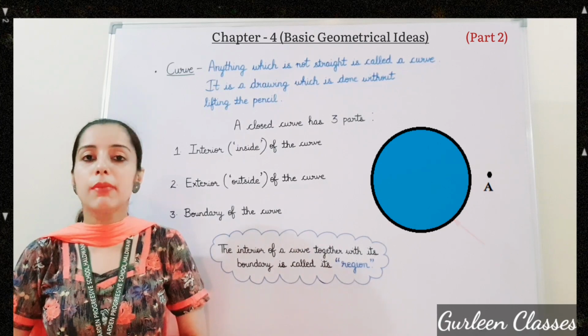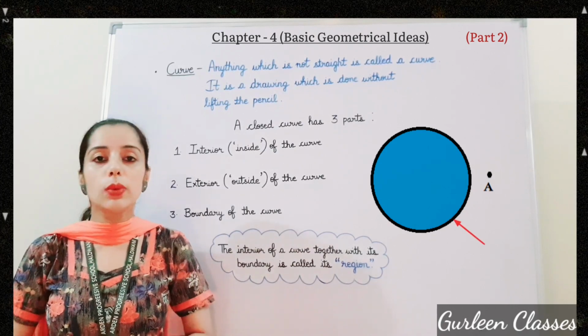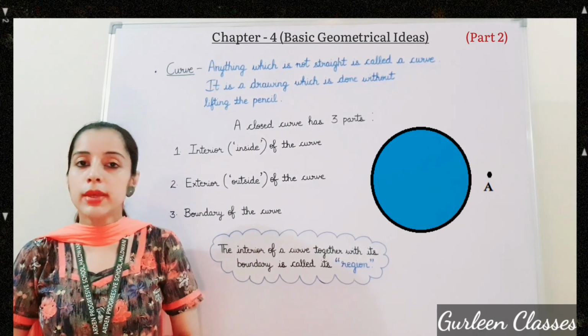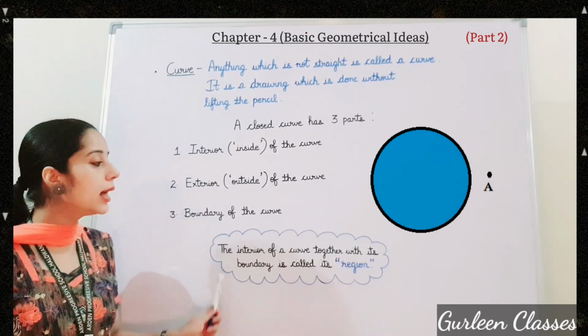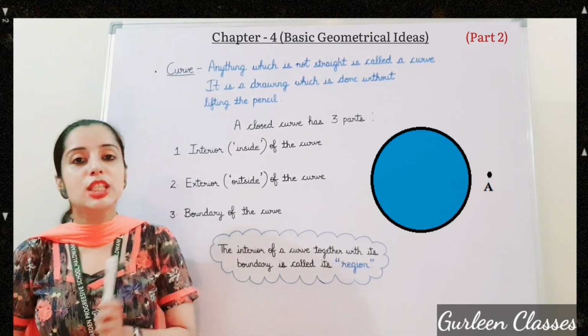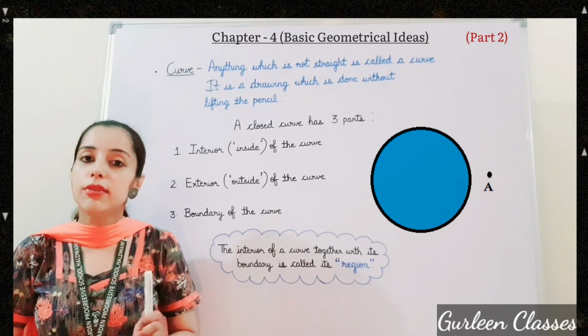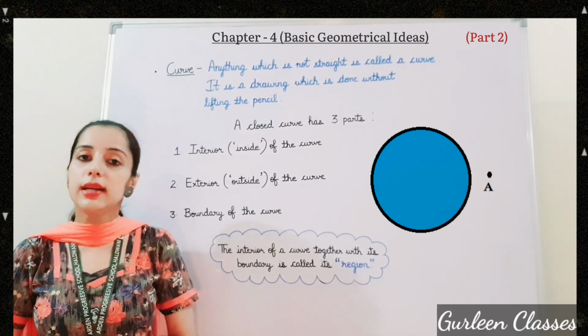So this is known as the boundary of the curve. Whatever points are marked on the boundary, you will say as the boundary of the curve. So keep in mind, the interior of a curve together with its boundary is called its region. What is it called? Region.